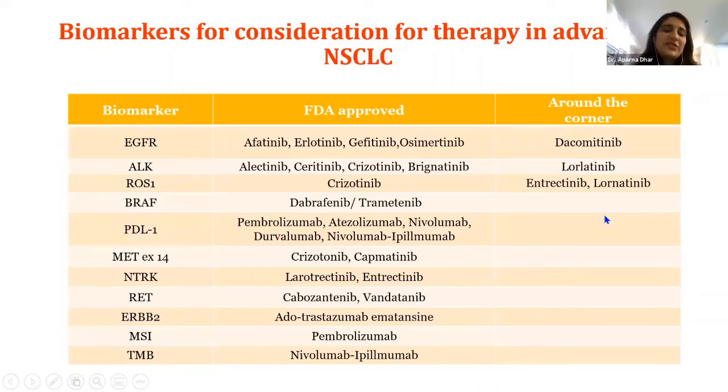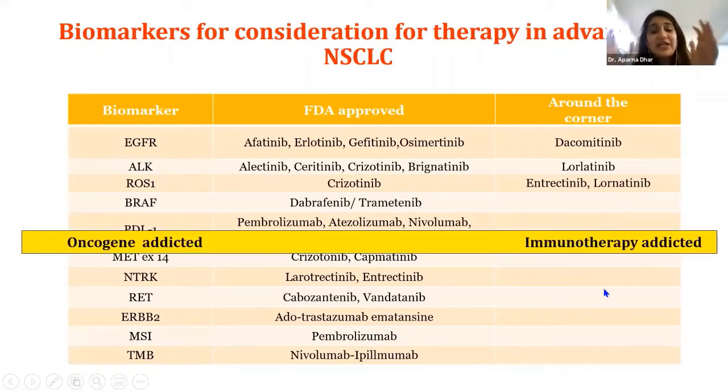Next, please. This is my main slide. So these are your biomarkers for consideration for therapy in advanced NSCLC. Next, please. And what this does is allow us to divide our tumors into what I like to call the beginner's guide to drug therapy, which are those that are oncogene addicted. You need to know what the mutations are and with what drugs. So as long as they're molecularly matched, they're going to do phenomenally well. And then you have those for whom it honestly doesn't matter what the mutation is, they are addicted to immunotherapy. And interestingly enough, next please.